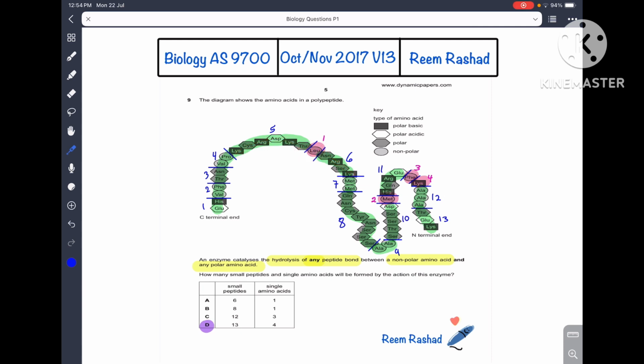So if we count how many small peptides are formed and how many single amino acids are formed after we do this process, we will find that we have 13 small peptides and 4 single amino acids. So the correct answer will be D.